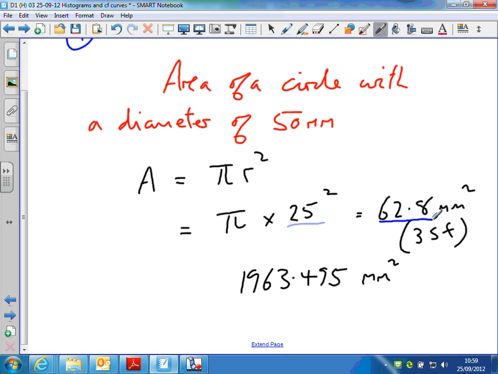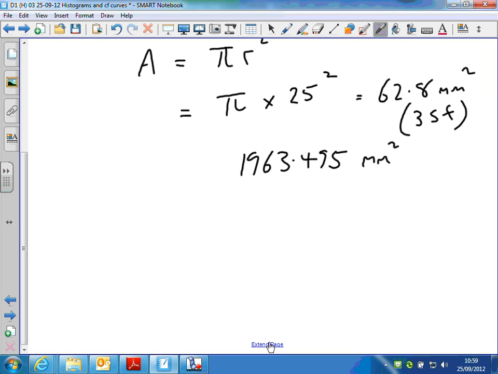Okay. That's not an appropriate accuracy, though. We've got 7 significant figures there. So what would we do with that? To how many? 5 is okay, but not more than 5. So it's the same or one more, so 4 or 5. I'll probably go to 4, as that's a whole number. 1963 square millimeters.